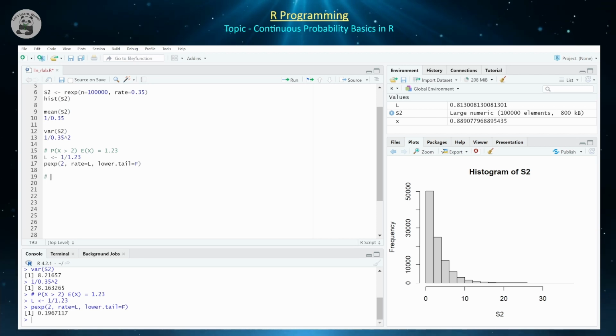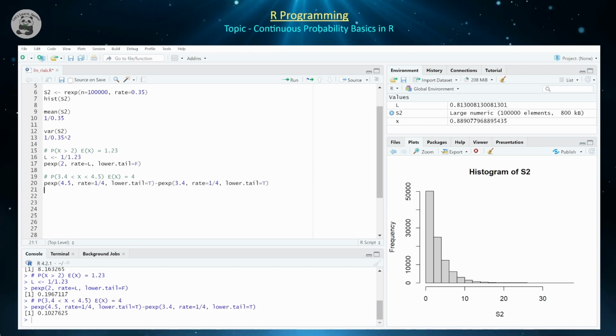If you want to find, for example, the probability that x is between, let's say 3.4 and 4.5, and let's assume that we know that the average is equal to 4, then what can we do? So we can do, for example, p exp of 4.5, rate parameter equals 1 divided by 4. We can do lower tail is equal to true, so that's the upper bound, minus p exp 3.4, same rate parameter, and then again lower tail is equal to true, and then it's going to give you the area between these two locations on the horizontal axis with respect to this particular exponential distribution.